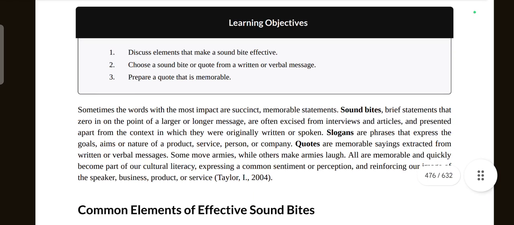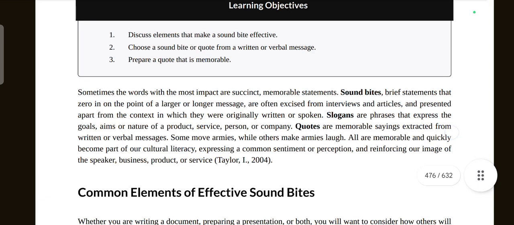So the learning objectives will be: number one, discuss elements that make a sound bite effective. Number two, choose a sound bite or quote from a written or verbal message. Number three, prepare a quote that is memorable. So sometimes the words with the most impact are succinct, memorable statements.